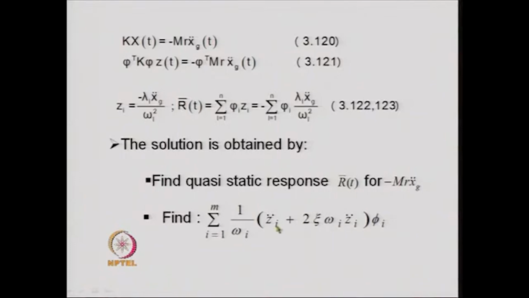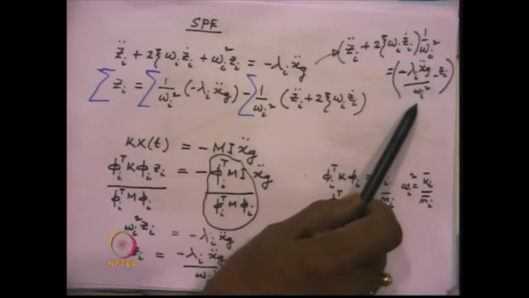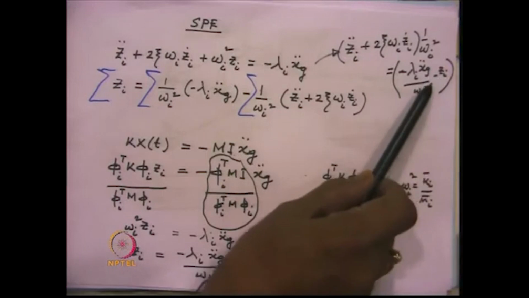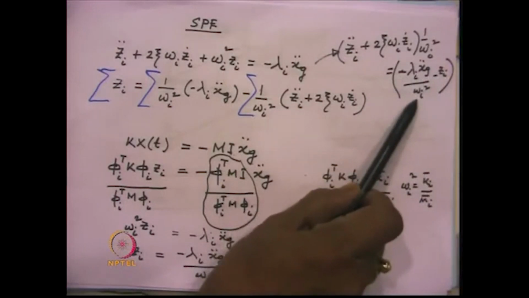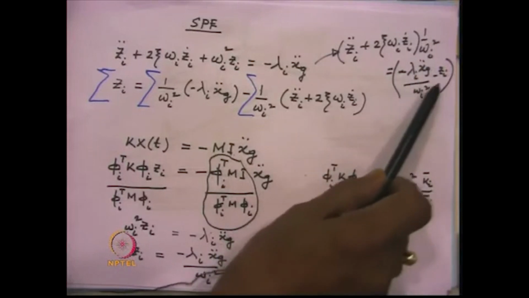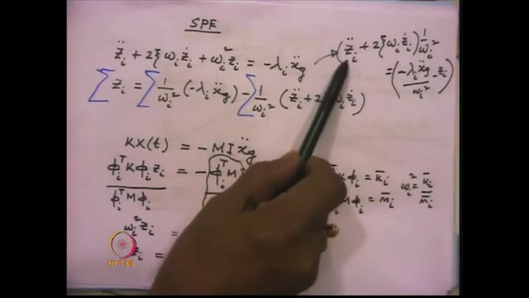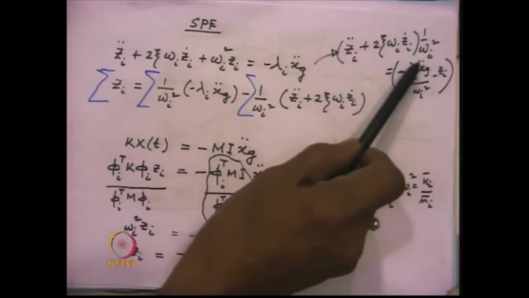Then we find this quantity from the modal equation, and we can see that it is equal to minus lambda I x double dot g divided by omega square minus z I, and z I we have already obtained as minus lambda I x double dot g divided by omega I square, which is already known to us. Therefore, this quantity gives z double dot I plus twice zeta omega I z dot I divided by omega I square.